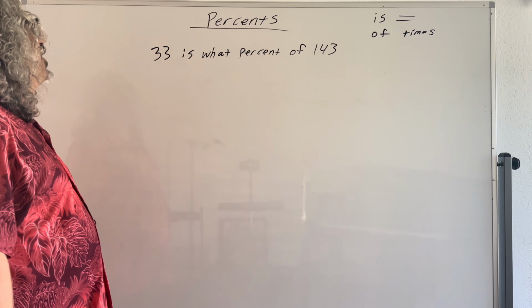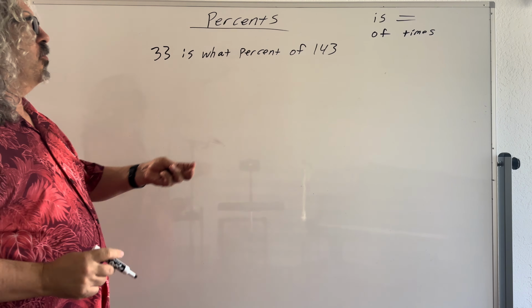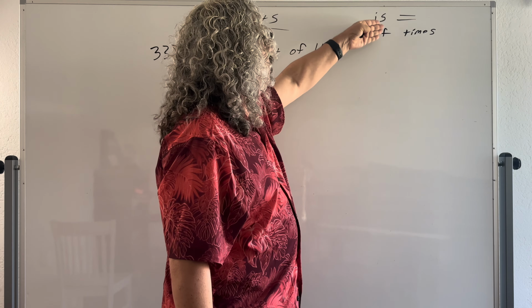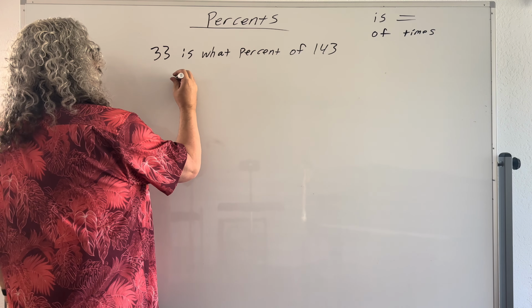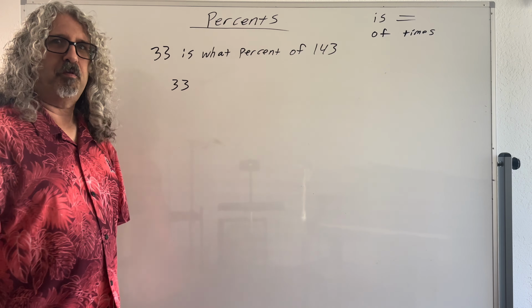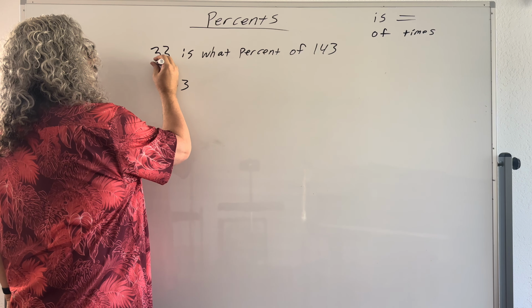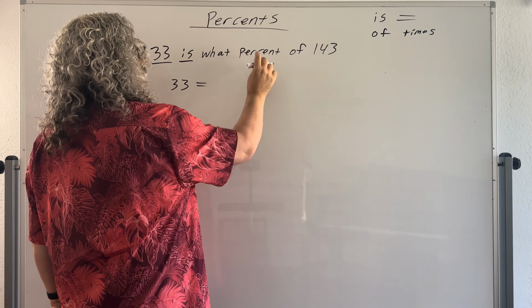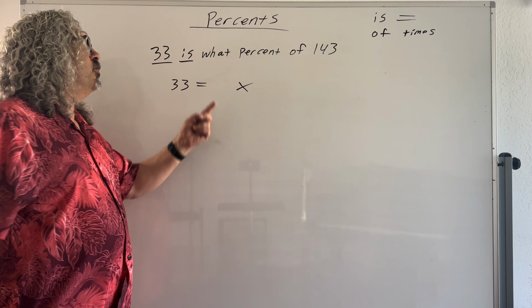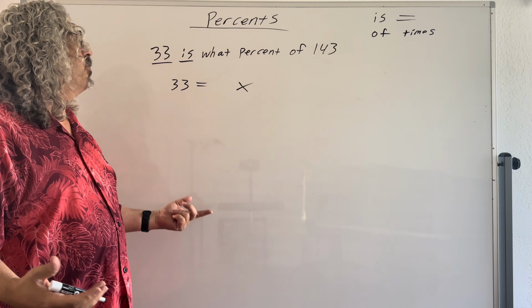Okay, so I have myself a problem right up here. So let's go ahead and use is, it means equal, of means times. 33, what does 33 mean? Good, 33. That's what 33 means. The word is, so that one right there. The word is means equal. What percent? That's the x. Whenever you see the word what, that's your x.